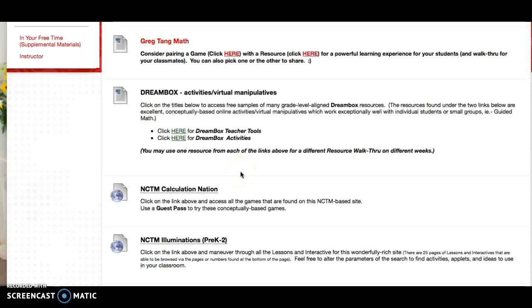Hi, this is Shasta Borland with my second resource walkthrough. For this one I chose to do DreamBox, and I am going to do the teacher tools.